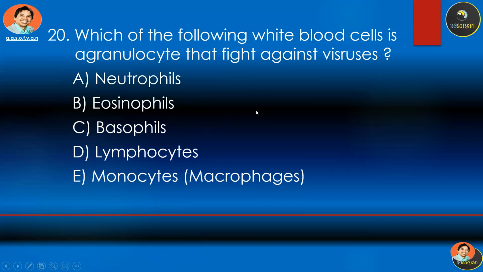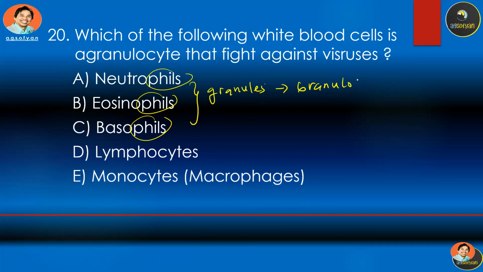Which of the following white blood cells is a granulocyte that fights against viruses? A, B, C, D, or E? Okay, if you see fields over here, it means it has granules. This is a granulocyte, a cell that has granules. The other two over here are the ones that do not have granules. They're called agranulocytes. Okay? So the one that fights against viruses is this lymphocyte.